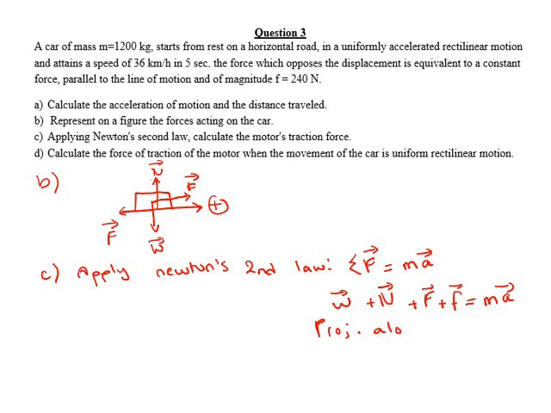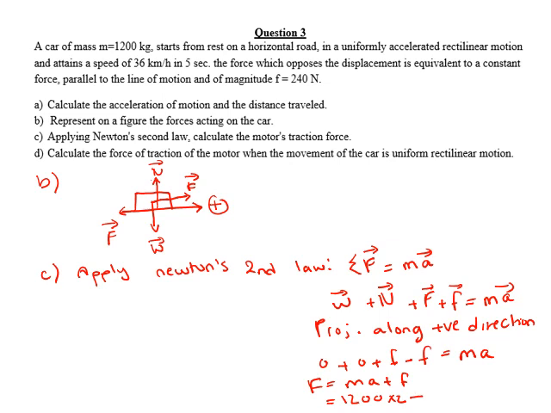Projection along the positive direction: 0 plus 0 plus F minus friction equals ma. Then F equals ma plus friction, equals 1200 times 2 plus 340, equals 2640 Newton.